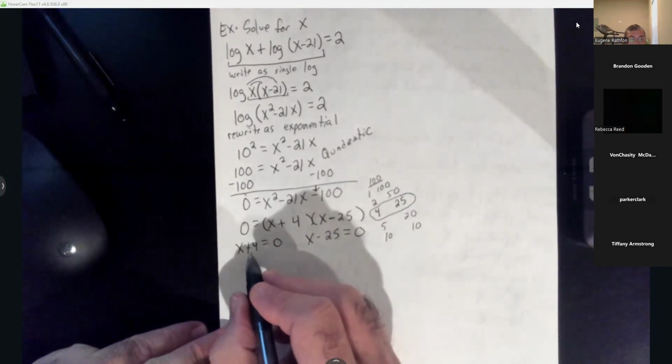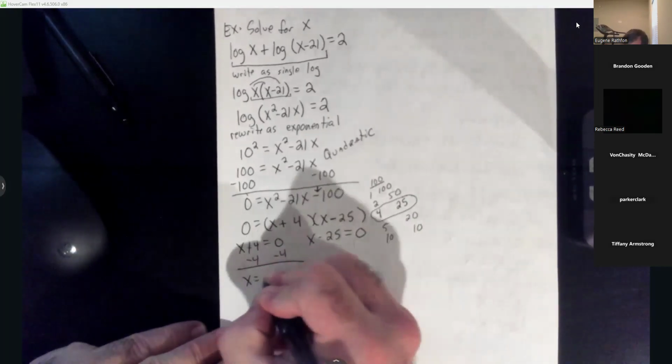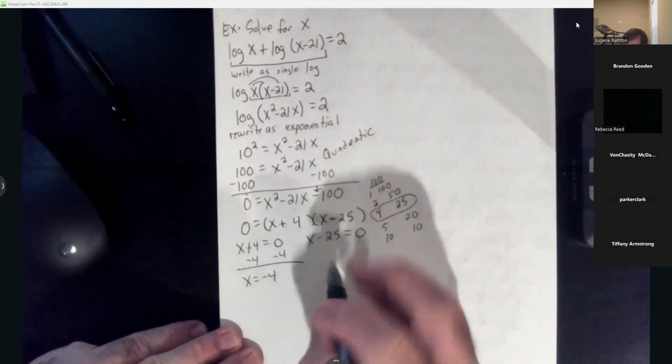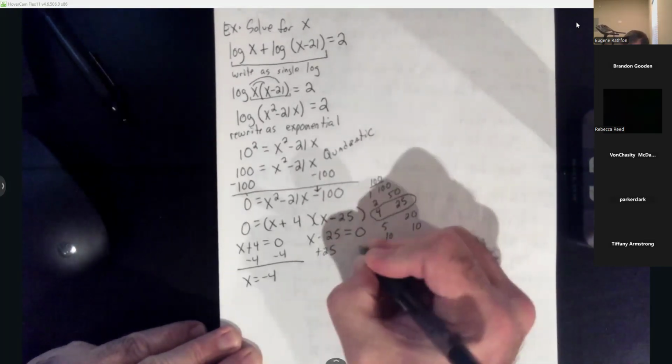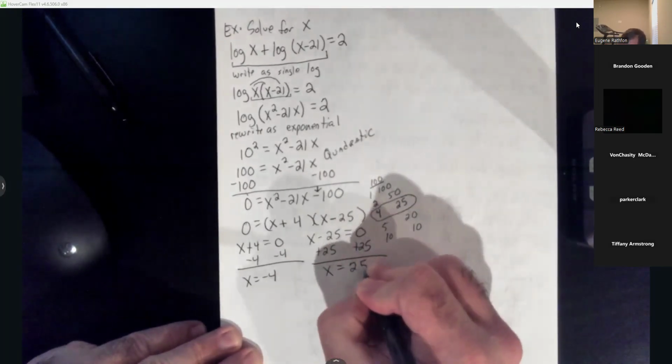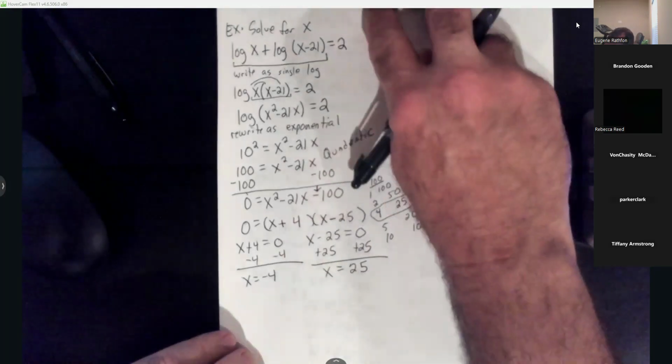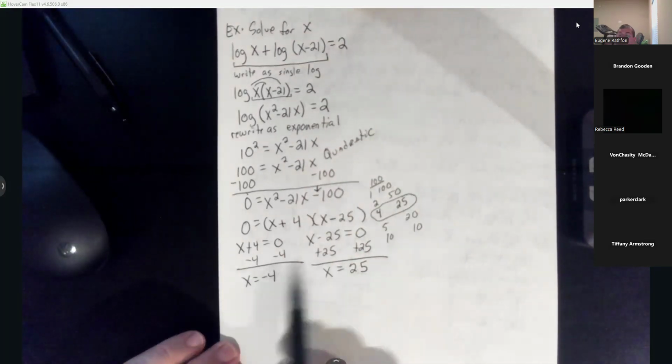For the first one, I'm going to subtract 4. I get x is negative 4. And then for this one, I'll add 25. And again, x equals 25. So the question of the day: what's my final answer? Well, these were my two answers here.